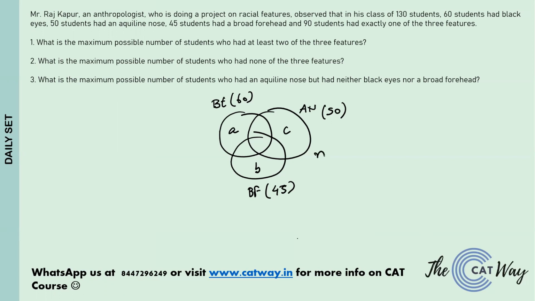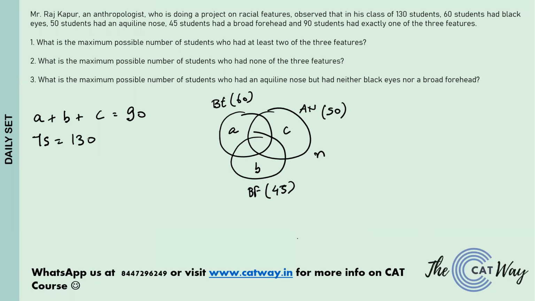Now what we have been given over here is that A plus B plus C has been given as equal to 90. Also the total students have been given equal to 130. Cool. Chalo. Let us move ahead.